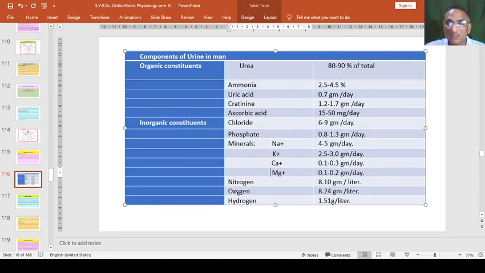Then nitrogen, oxygen, and hydrogen: nitrogen and oxygen are about the same in percentage per liter, whereas hydrogen is 1.51 grams per liter. So a very little amount of hydrogen is excreted. This is about the constituents or composition of urine.